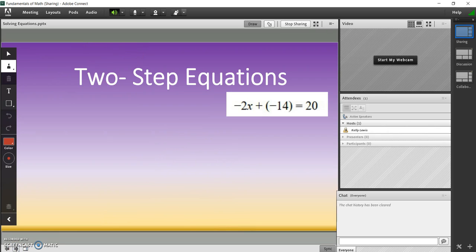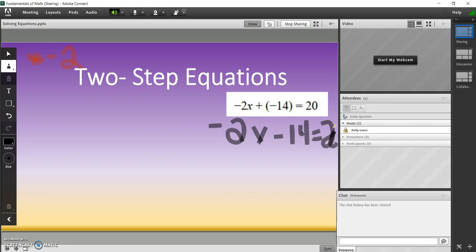All right, let's look at this guy. This guy, a couple of things I want to show you about this problem. The first thing let's talk about is what's happening to the x. So the first thing that's happening to the x is it's being multiplied by negative 2. And then this problem, we can rewrite it because plus negative 14, that's the exact same as if this problem had said negative 2x minus 14 equals 20. Okay, remember plus a negative is the same as a subtraction, right?